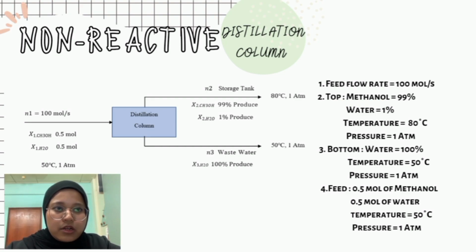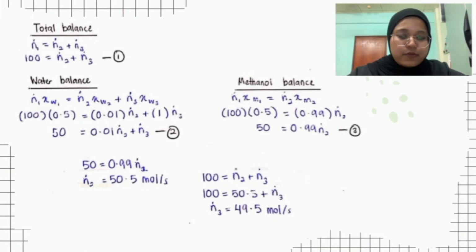For the temperature and pressure, 50 degrees Celsius and 1 atm. 0.5 mole of methanol and 0.5 mole of water is fed into the distillation column, at a temperature of 50 degrees Celsius and pressure of 1 atm. Next, we calculate the total balance, water balance and methanol balance. Then we get the bottom flow rate and top flow rate.